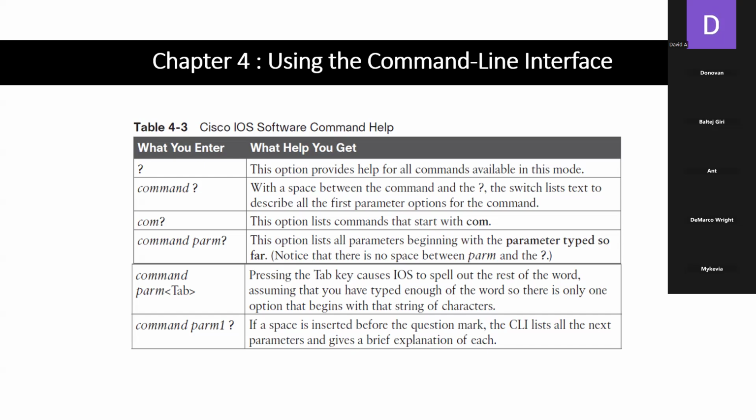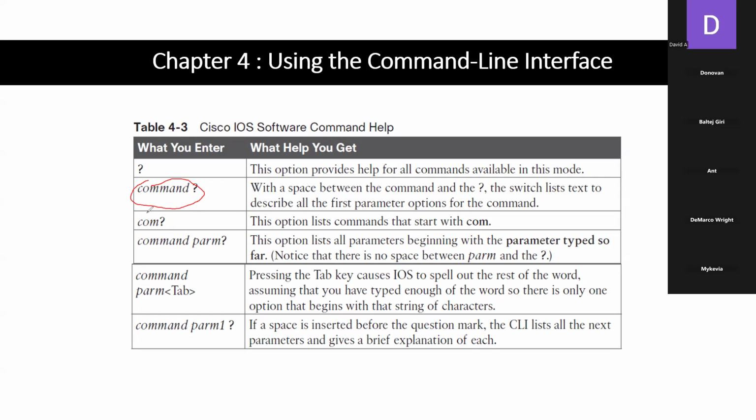But what's next, right? If we're looking at the next row, you type in the command, but then you could type in a question mark after that because you want to know what's after that. With a space between the command and the question mark, the switch lists text to describe all the first parameter options for the command. Now let's say you guys are labbing, and you think you know what this command is, but you don't remember, or you don't know if it's available on this IOS.